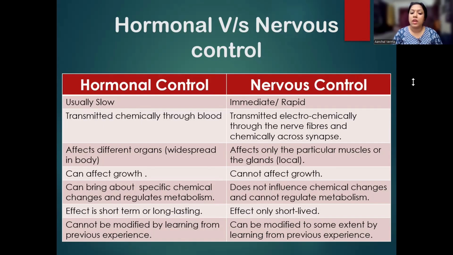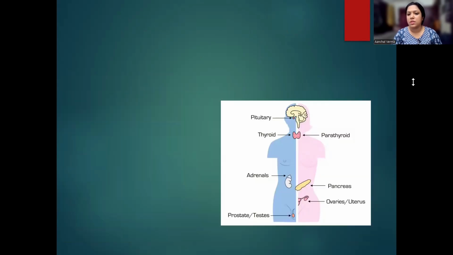And hormonal control cannot be modified by previous experiences. If you have to grow tall by your growth hormone, the growth hormone will make you tall, whatever the situation. But for nervous control, generally, our previous experience helps. If we are aware that this object is hot and our finger will burn, then we will not touch it. So, our previous experiences are important for the nervous control.